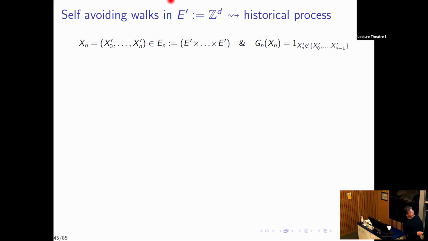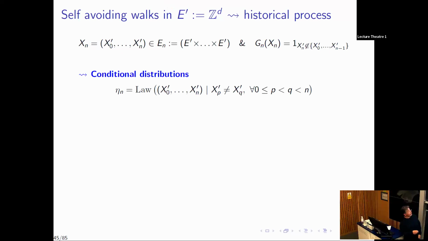And instead of this, which is quite crude because it's 0 or 1, you can put penalties, exponential minus how many times you have touched the past. That's called the Edwards model and things like that, to put more and more pressure if you touch too much in the past. Plenty of models like that. Of course, if you do that, you obtain the law of the simple random walk, given there is no intersection in the past.